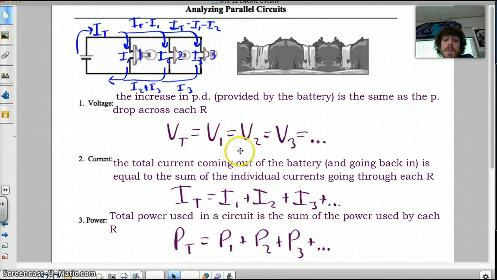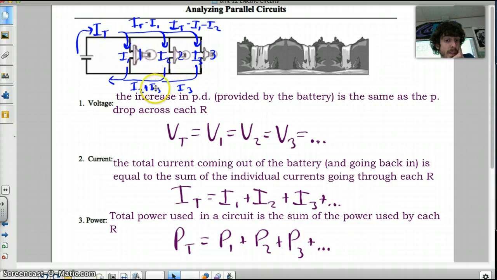Great. The currents, however, have an opportunity to split. You see I'm drawing all these blue arrows. The total current coming through the battery reaches this first junction, we call this a junction, and some of it splits off, we'll call that I1, and then the current left to continue is I_T minus I1. It hits another junction and it can split into I2 and I3.